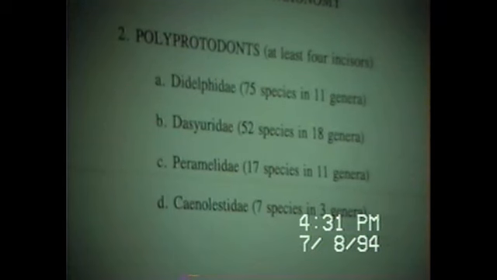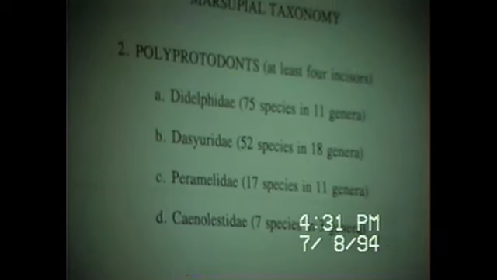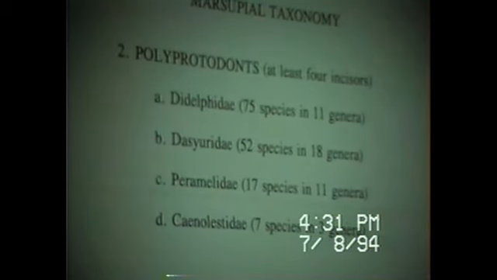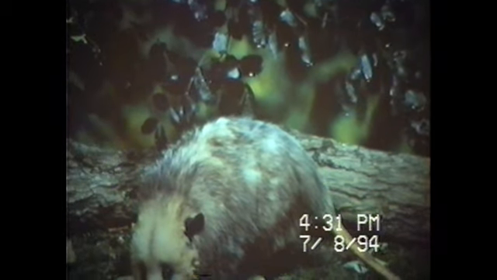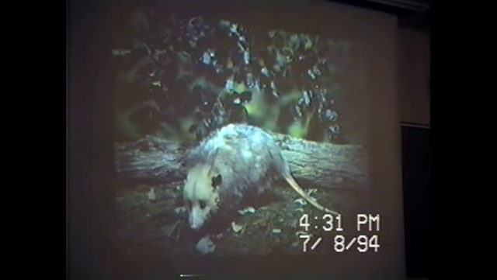The Dasyuridae is a large and diverse family. I'll show you some representatives of them. Peramelidae are like the bandicoots, and I'm not going to talk about this group at all today. Mostly what I'm going to be going over are the macropods, koalas, and some of the dasyurids as far as diseases go, but I'll show you some of the representatives of these groups.